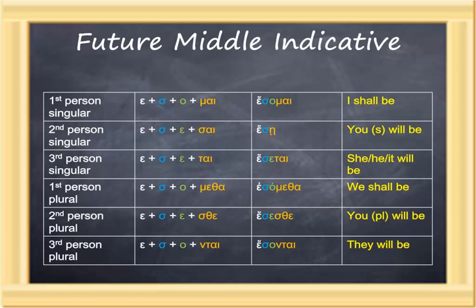And so, esomai is translated, I shall be. Esei, you singular, will be. Estai, she, he, it will be. Esometha, we shall be. Esesthe, you plural, will be. Esontai, they will be. Notice, again, how regular this form is. It's a future middle in form, but we parse it as deponent and translate it actively.